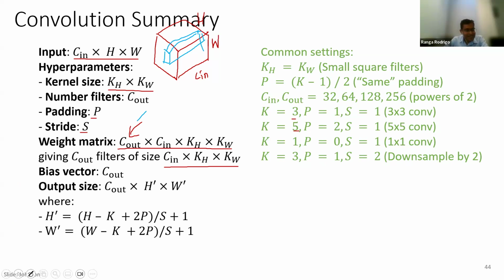Then there is this bias also, a bias vector, and the output size is C out times H prime times W prime. So we can compute this with the formulas that we derived: H minus K plus 2P, divided by S, plus 1. So it is important to remember these formulas and the typical values. People usually use 3 by 3 convolutional kernels with padding 1 and stride 1, or 5 by 5 convolutional kernels, that's also rare, with padding 2 and stride 1. Yeah, that's what people use.